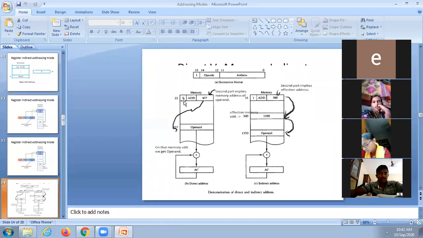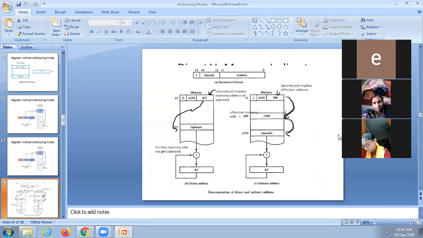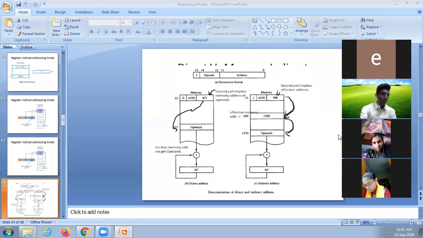In the opcode, if the MSB is 0, it means that the function is related to direct addressing mode. If the MSB of the opcode is 1, where MSB means most significant bit, that is the leftmost bit, it represents an indirect addressing mode instruction.